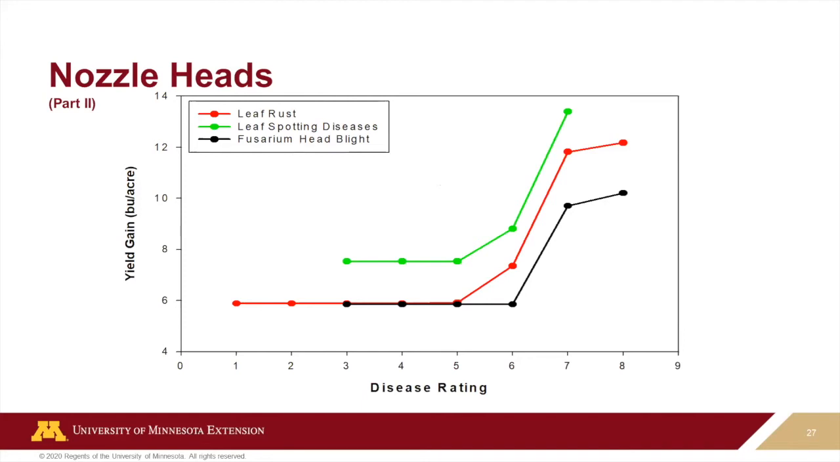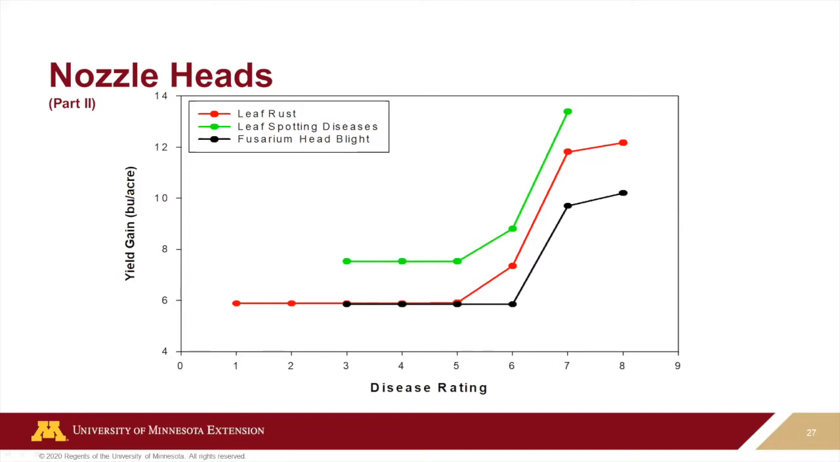Fungicides are an integral part of actually raising good quality small grains. In the case of oats, you're controlling crown rust. In the case of winter wheat and spring wheat, you're controlling leaf rust, leaf spotting diseases, tan spot, septoria, and you're suppressing Fusarium head blight.